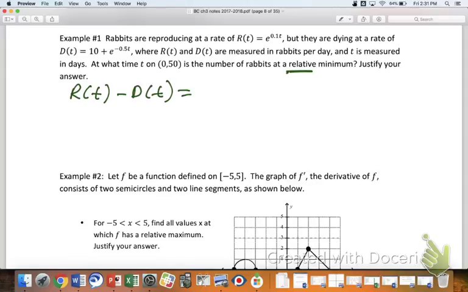So I'm going to set this equal to 0. I do not think that where the derivative is undefined comes into play here because we have basically a couple of exponentials, and I don't think there's any places where exponentials don't exist. So I think we can safely ignore that part. This is clearly a calculator active question. I would not ask you to set R of t minus D of t equal to 0 and solve that without a calculator. I'm sure it's doable, but it would take way too long.